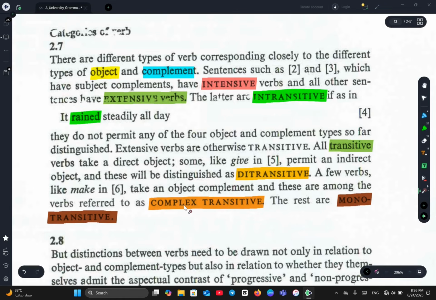And complex transitive can be defined as those verbs that take an object complement.